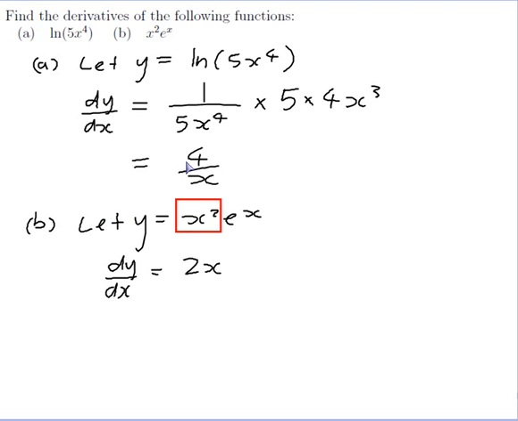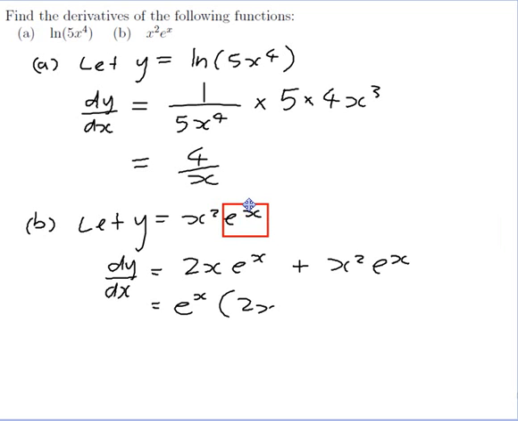times the second, so times by e to the x, plus the first one not differentiated, so x squared, times the derivative of the second. So the derivative of e to the x is just e to the x again. And so if we put e to the x out, we'll get 2x plus x squared in there. And that's the end of the problem.